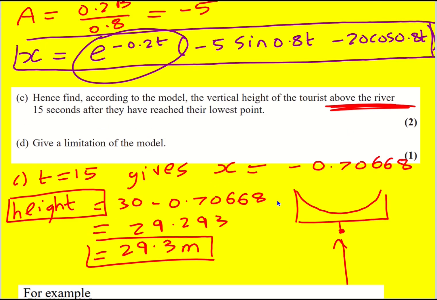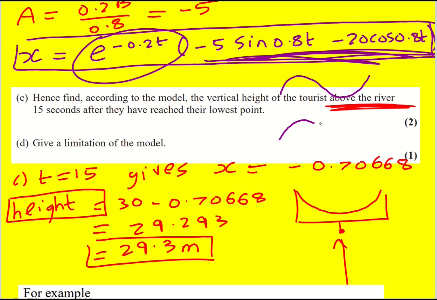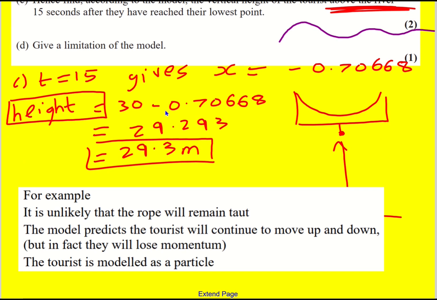If you try and plot this, you'll get a trig function essentially. But then the exponential is going to mean that it's actually getting less and less. So yeah, I'm a little bit confused by that. You could also say the tourist is modeled as a particle.